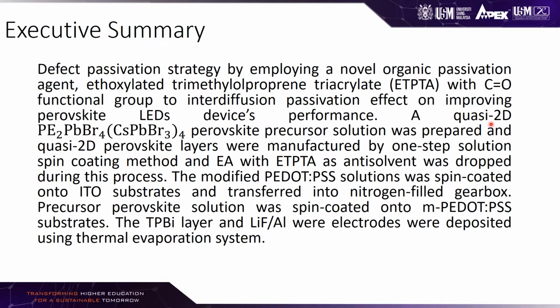A quasi-2D PEA2PbBr4, CsPbBr3 perovskite precursor solution was prepared, and the quasi-2D perovskite layer was manufactured by a one-step solution spin coating method, and EA with ETPTA as anti-solvent solution was dropped during this process.